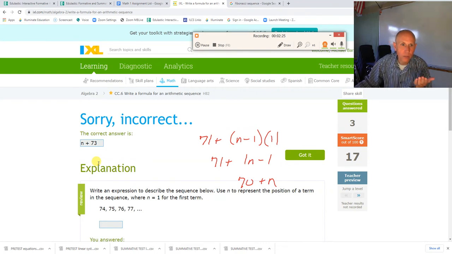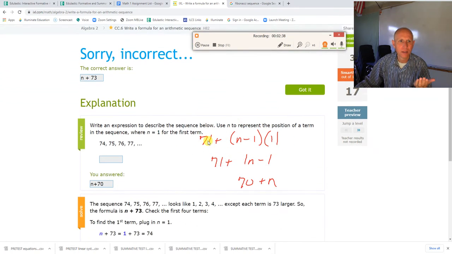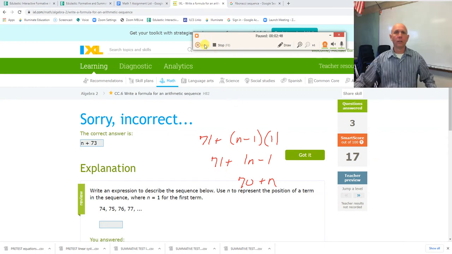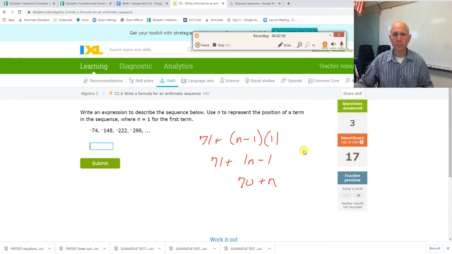What did I do wrong? N minus 1, value of the first. Where did I get the 71 from? I plugged in a 71. Should have been a 74. Oh my goodness. Hey, let me turn my lights back on. All right, let's pretend like I got it.